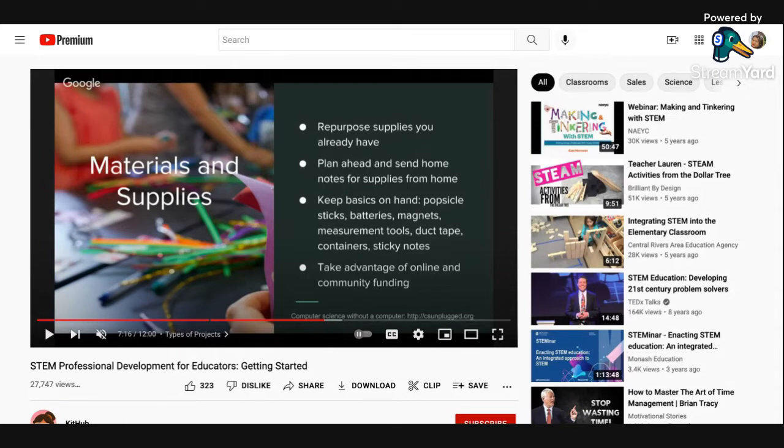Repurpose supplies that you already have. Plan ahead and send home notes for supplies from home. Keep basics on hand: popsicle sticks, batteries, magnets, measurement tools, duct tape, containers, sticky notes. Items like this, they can really go a long way. Take advantage of online and community funding.